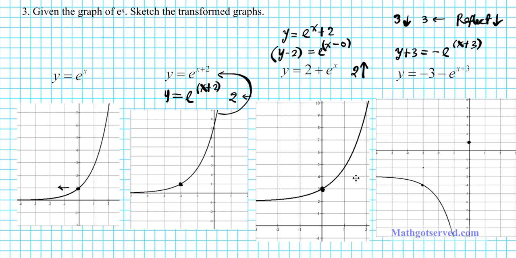Okay, this is a line of reflection. So when you shift your horizontal asymptote 3 units to the right, it stays exactly where it's at, and then shift it 3 units down, 1, 2, 3. This is a new horizontal asymptote. It basically becomes your line of reflection. So you reflect along that line, and then this is your resulting graph of y equals -3 minus e to the x plus 3.